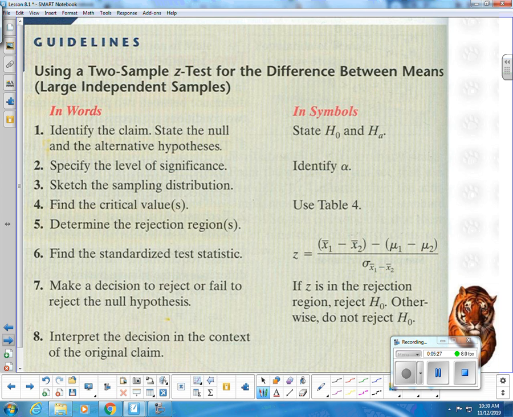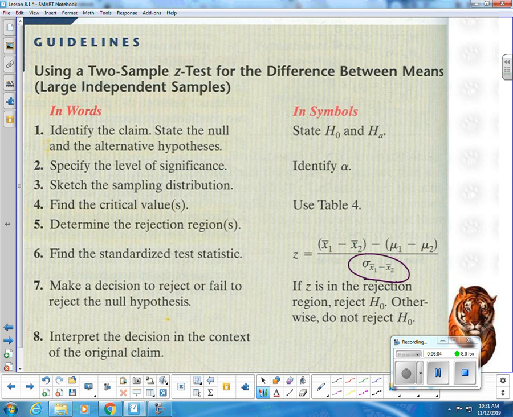All right, here we go. So here's your little guidelines. Identify the claim, state the null and the alternative hypothesis, specify the level of significance, sketch your sampling distribution, find your critical values, determine where your rejection regions are, find the standardized test statistic. So this is what we just did. This is that square root thing that was in the denominator. So that's another way of writing it. And then you're going to do your decision, reject or fail to reject, and interpret.